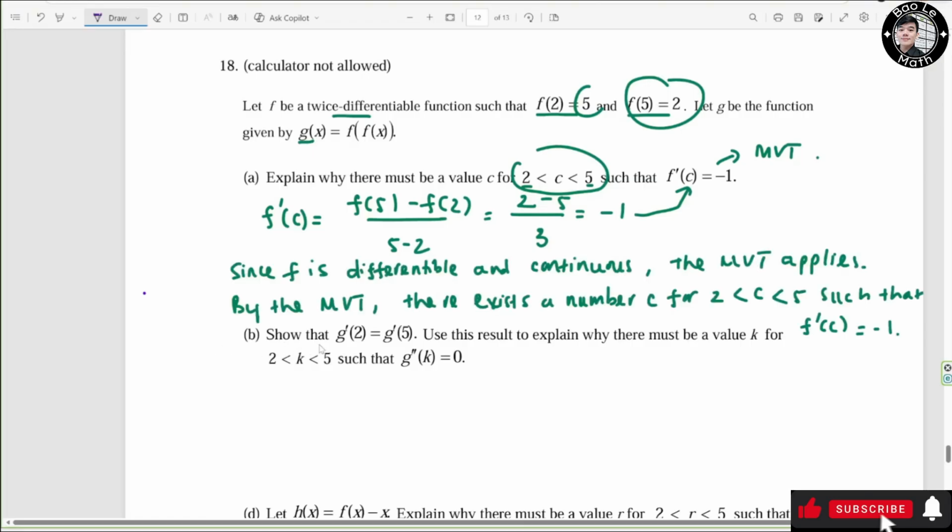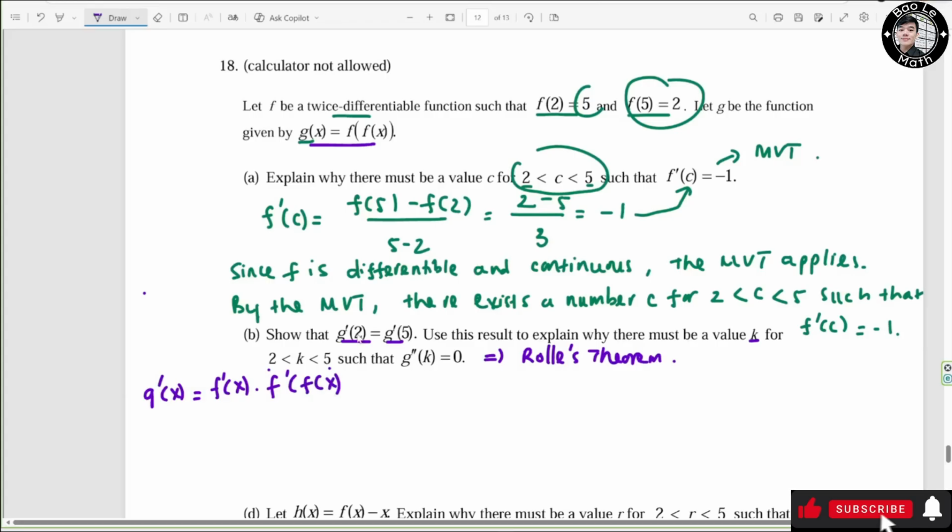Now question B. Show that g prime of 2 equals g prime of 5. Use this result to explain why there must be a value of k, for k between 2 and 5, such that g double prime of k equals 0. This one implies Rolle's theorem, right? Alright, so we need to find g prime of x first. Take the derivative using the chain rule, so it could be f prime of x times f prime of f of x.